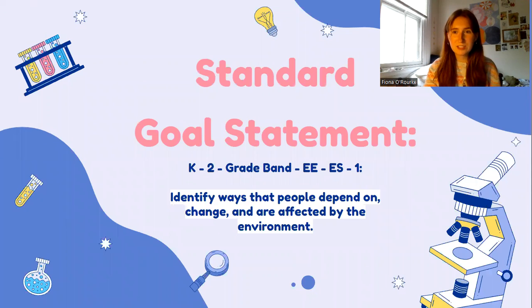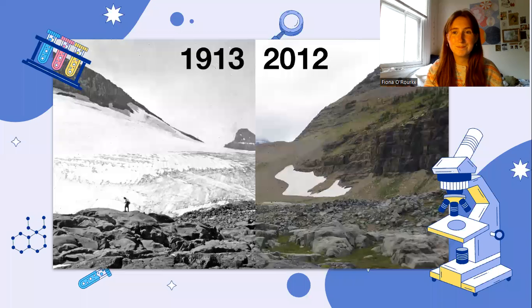So our goal statement for today is to identify ways that people depend on, change, and are affected by the environment. So first, we're going to look at this picture here and brainstorm some ideas about it. This is a picture of the same glacier in 1913 and then in 2012. So what do you guys observe or notice about this picture?